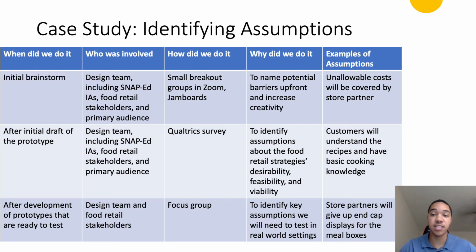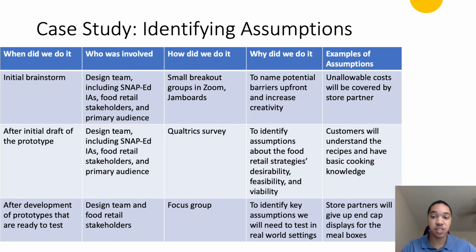So now we'll take a look at a case study from some of the work that we have previously done. During the development of our food retail guide, our team brainstormed and identified assumptions throughout our co-creation sessions with key stakeholders. These brainstorms served slightly different purposes throughout the process and generated assumptions that helped us move through the co-creation process. During our initial brainstorm, we identified assumptions about how the meal box and rewards program would work in order to name the potential barriers up front, so we could creatively brainstorm what might be desirable or exciting. For example, naming assumptions about funding so we wouldn't be constrained by cost at first.